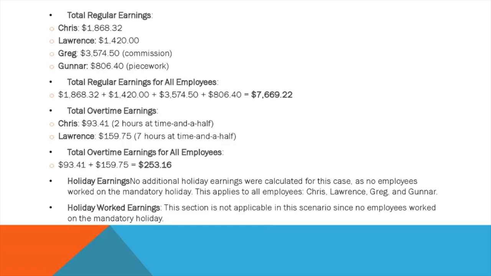Total overtime earnings, we got Chris. He's got $93.41. He worked 2 hours at time and a half. And then we got Lawrence. He worked 7 hours at time and a half, which is $159.75. Total overtime earnings for all employees, we have $253.16. We add together Chris and Lawrence's earnings. As for holiday earnings, no extra holiday earnings were calculated for this. And as far as holiday worked earnings, this is not applicable for this case study.